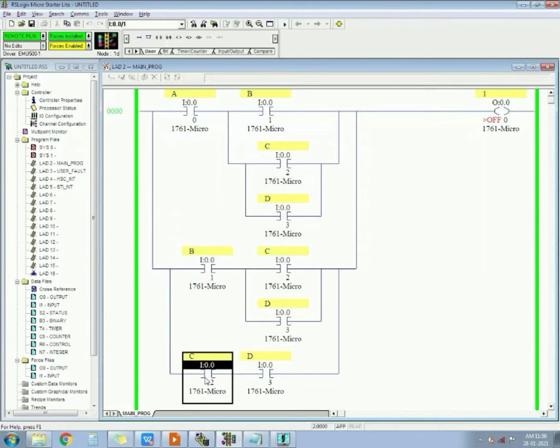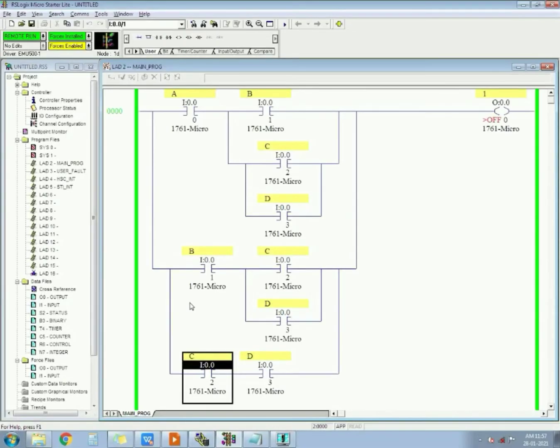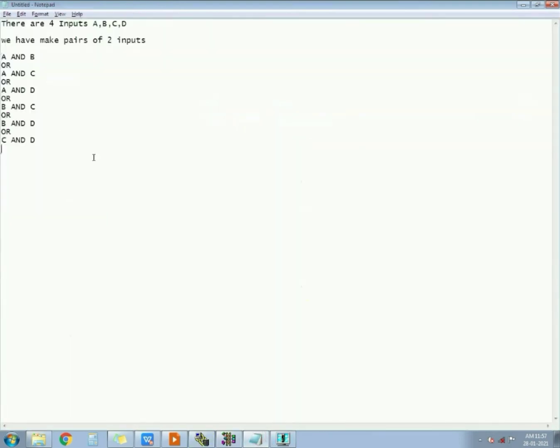It means we have covered these two statements: any one input gets on, output A gets on; any two inputs get on, output A gets on. Now the third condition is if any three inputs get on, outputs A and B both get on. So for three inputs we have to make combinations. Let's go to this page, and we have to make pairs for three inputs.